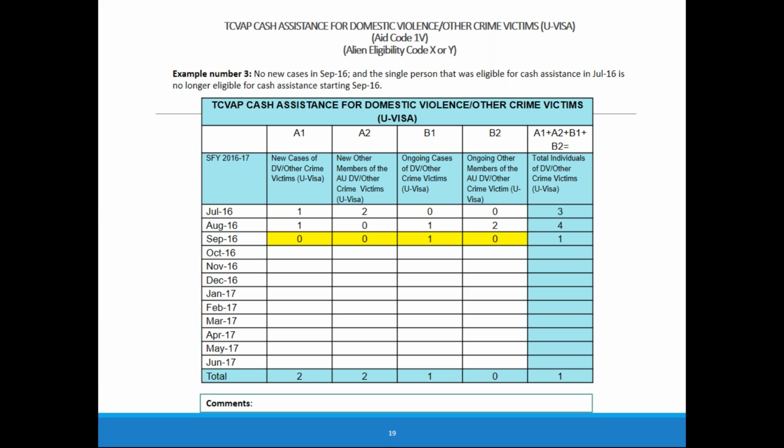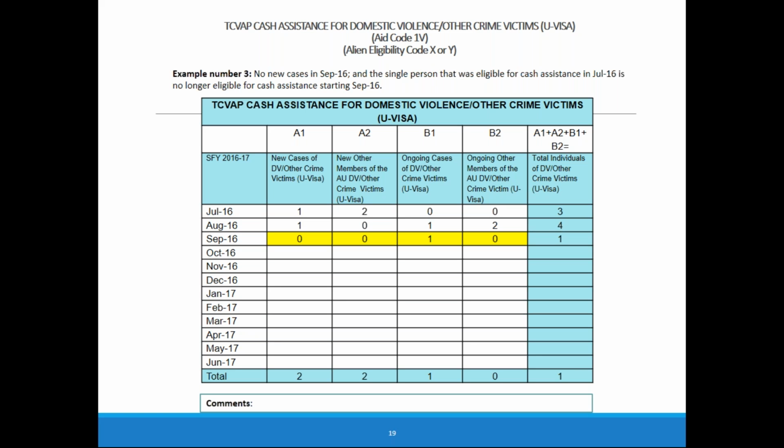Example number 3. We have no new cases in September 2016. And the single person that was eligible for cash assistance in July 16 is no longer eligible for cash assistance starting September 16. This information will be entered in the September 16 row.